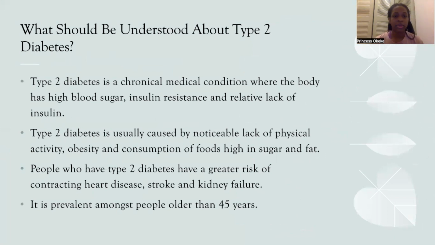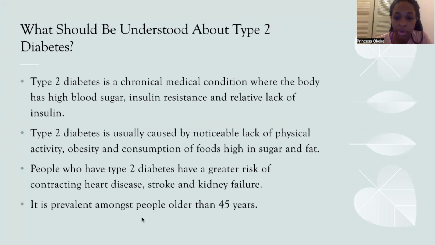Now, what should be understood about type 2 diabetes? Type 2 diabetes is a chronic medical condition where the body has high blood sugar, insulin resistance, and relative lack of insulin. This means that the body does not produce enough insulin to break down sugar, or the body cannot effectively use the insulin that it has to break down the blood sugar. Type 2 diabetes is usually caused by noticeable lack of physical activity, obesity, and consumption of foods high in sugar and fat. People who have type 2 diabetes have a greater risk of contracting heart disease, stroke, and kidney failure. This is one of the reasons why it is a health concern.